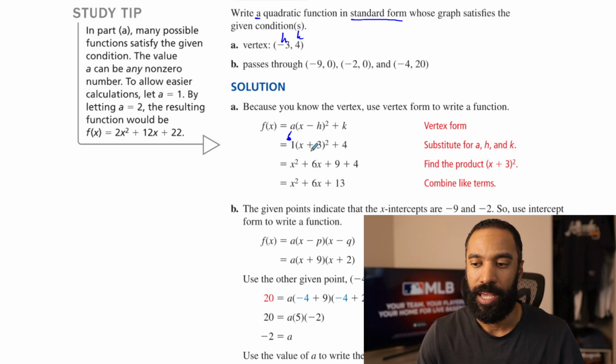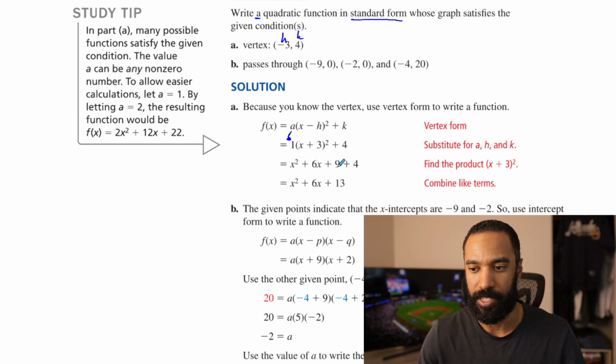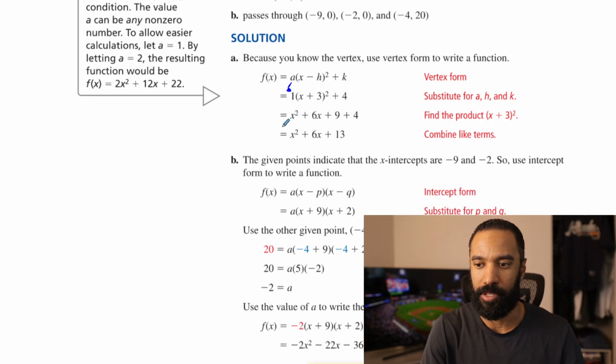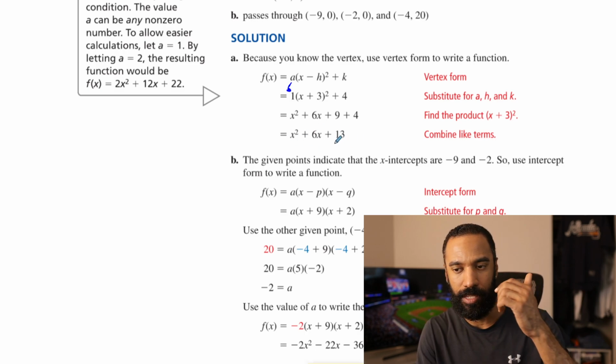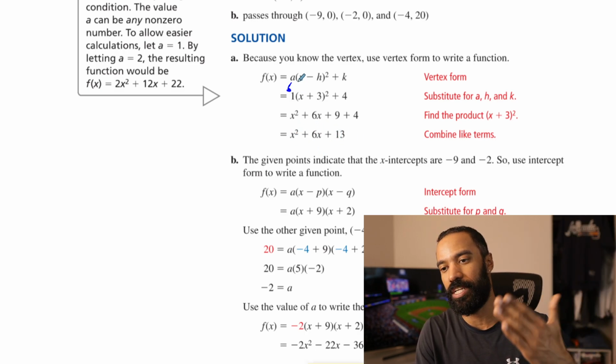Then they expand this. x plus 3 squared is x squared plus 6x plus 9, and plus 4 is x squared plus 6x plus 13. Grandissimo. So standard form is taking vertex form and doing that.